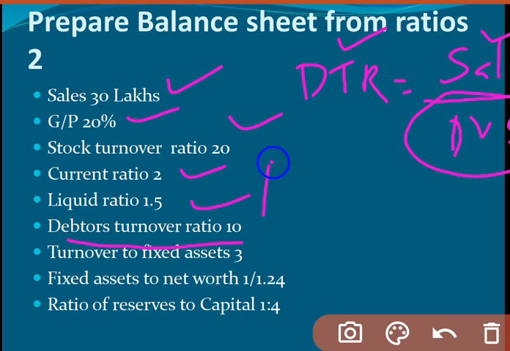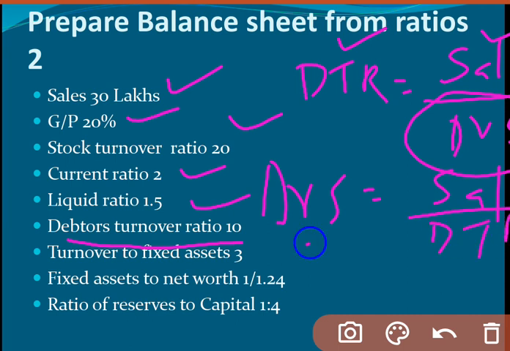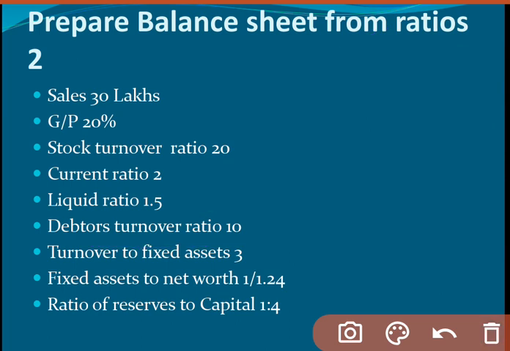How do we find the value of debtors? Debtors is equal to sales divided by debtors turnover ratio. Sales here is 30 lakhs and the debtors turnover ratio is 10, so debtors is 3 lakhs. That is, 30 lakhs divided by 10 is equal to 3 lakhs. Now we have got the values of stock, debtors, current asset, liquid asset, and current liabilities.